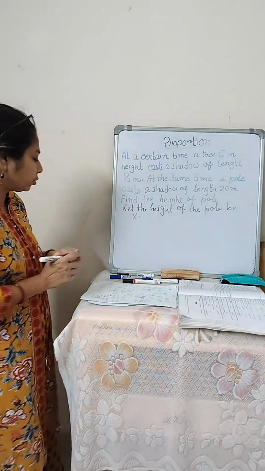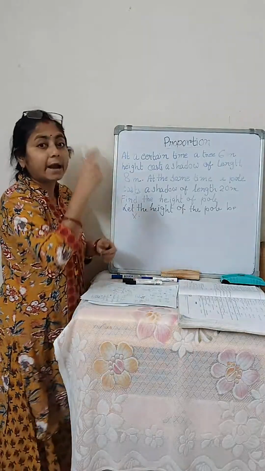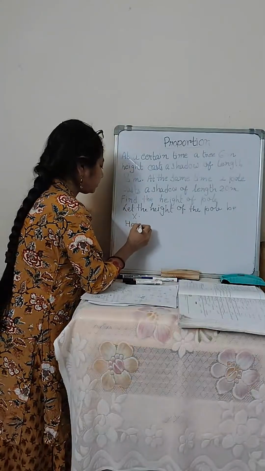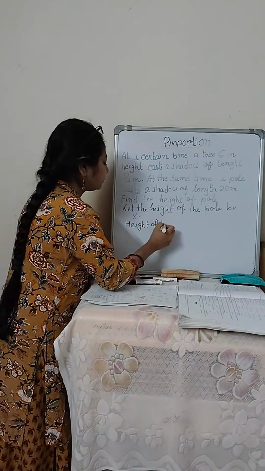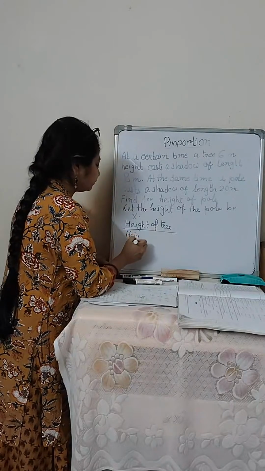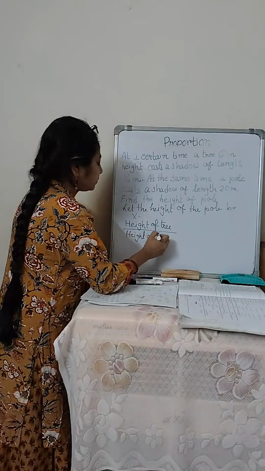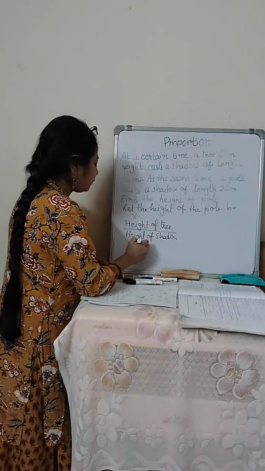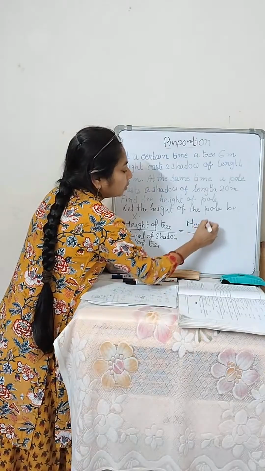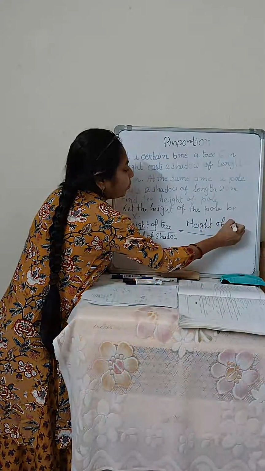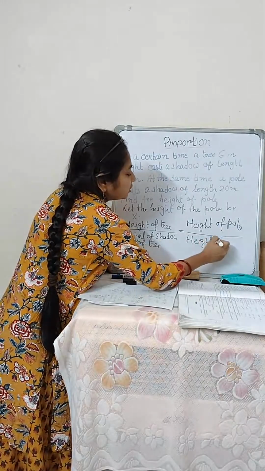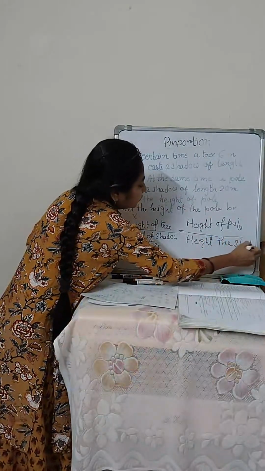What is the proportion rule? I can tell in this way: height of the tree by shadow of the tree is equal to height of the pole by shadow of the pole. Okay.